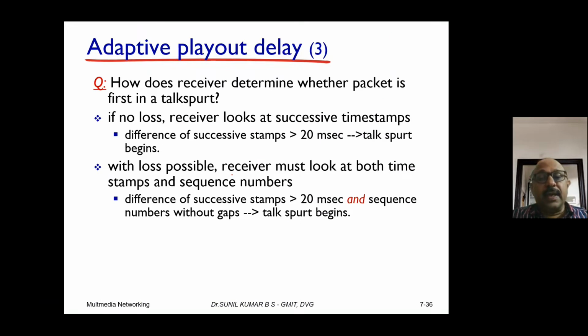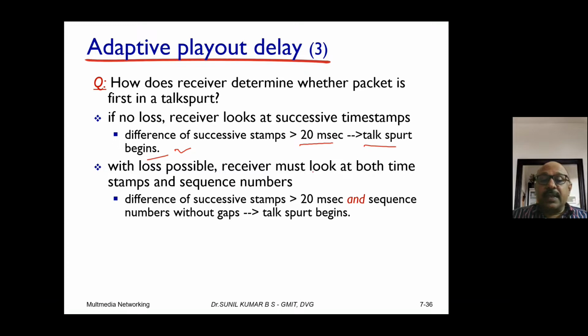Now you can answer this question: how does the receiver determine whether the packet is the first in a talk spurt or not? This is one important need. Whether it is the first talk spurt or the middle talk spurt, that's the question. So very simple. If the difference of successive time stamps is greater than 20 milliseconds, then the talk spurt has just begun. It is the first one.